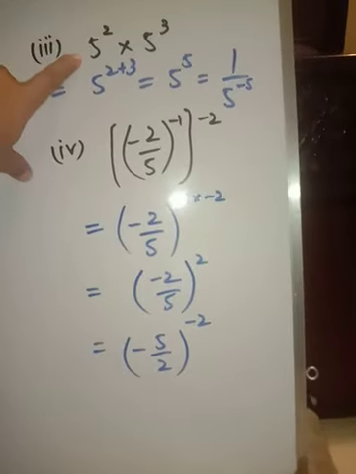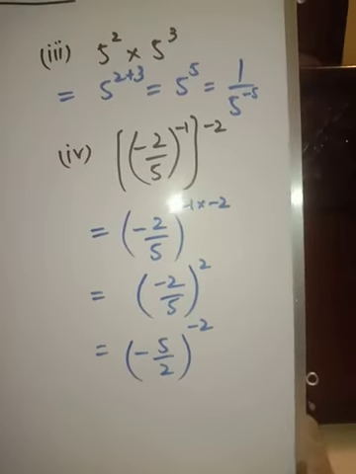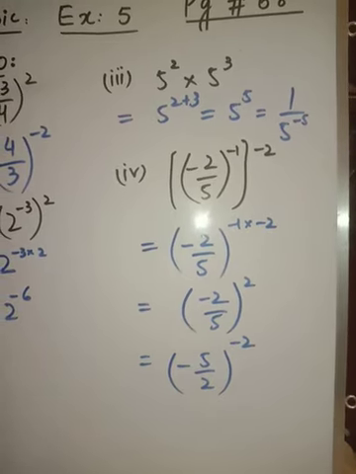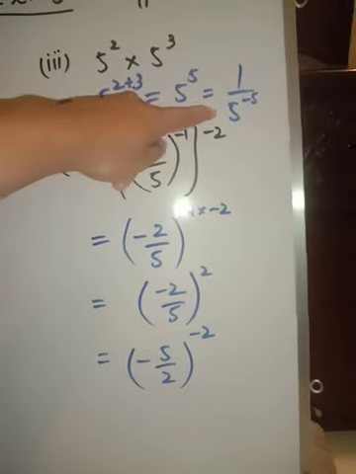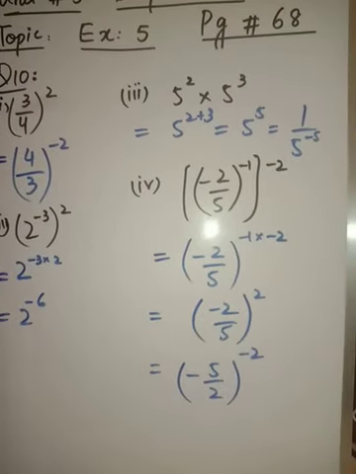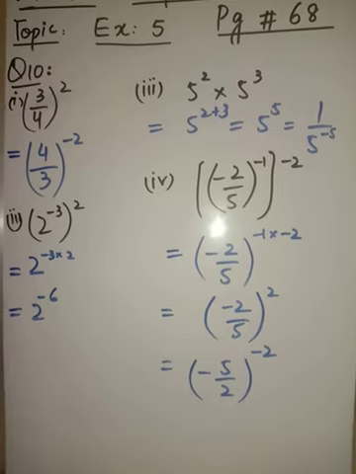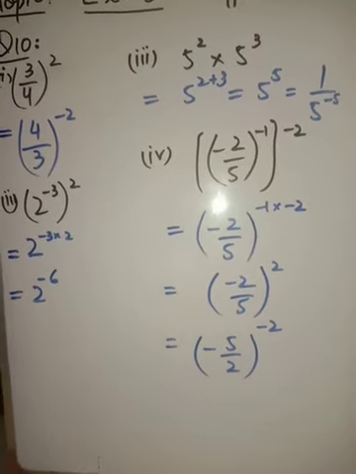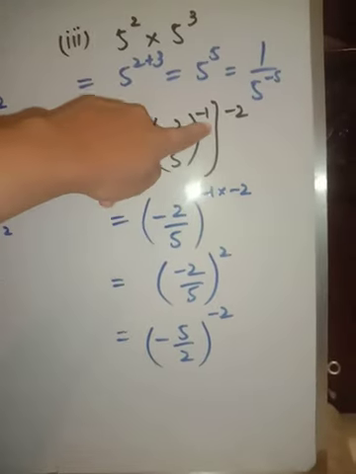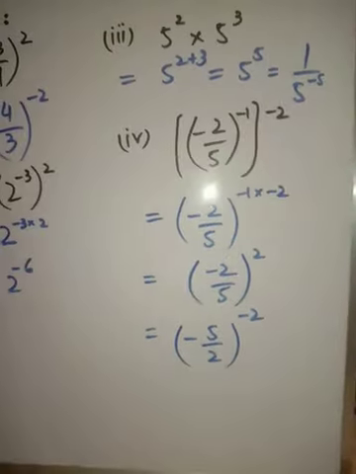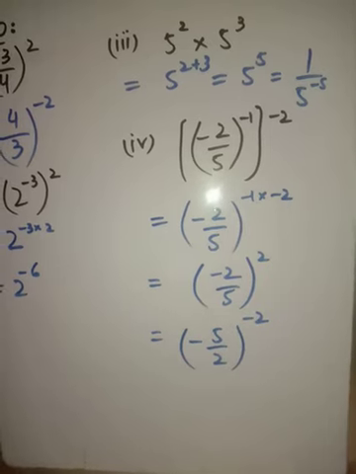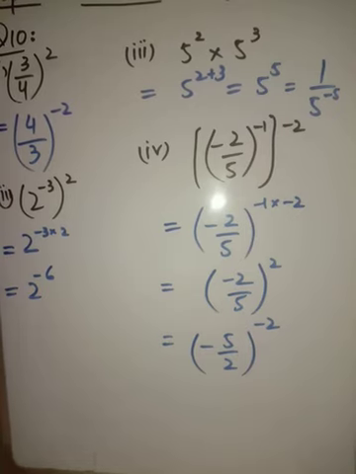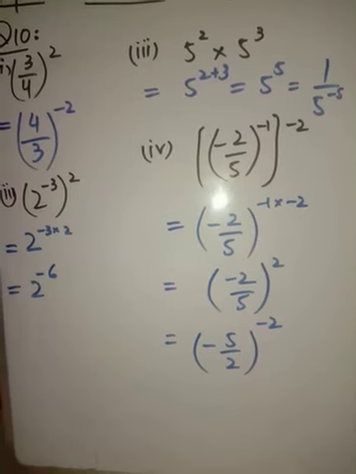In part number 3 we have 5 square and 5 cube. Same bases, powers will be added: 5 raised to power 5, but we have positive exponent, so by taking its reciprocal, 1 over 5 to the minus 5, then we got the negative exponent. In part number 4, when we multiply both the exponents, we got -1 multiplied by -2, minus times minus is plus, 1 2s are 2. So we have positive exponent. By inverting the position of numerator and denominator, you get the negative exponent.